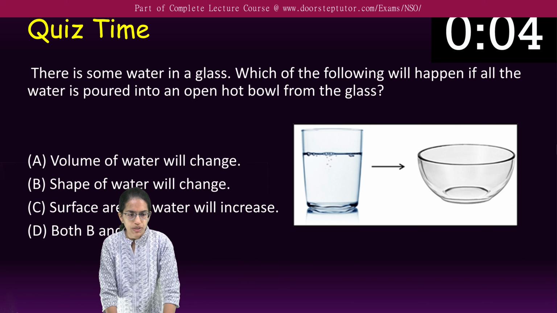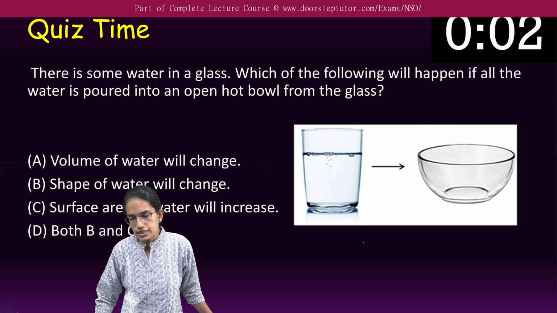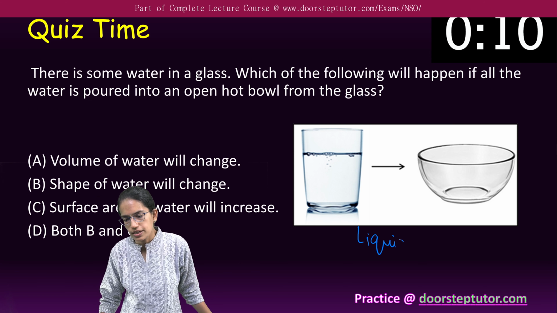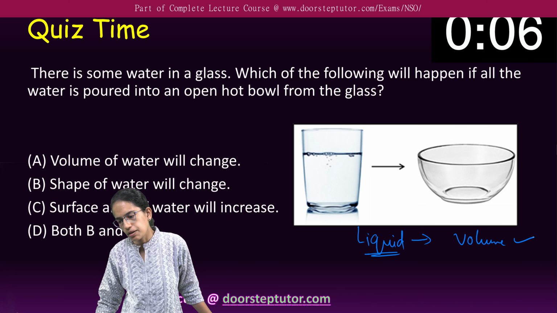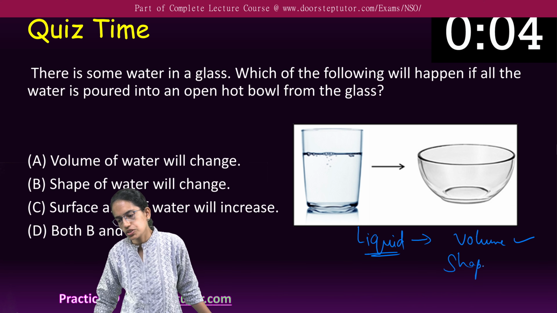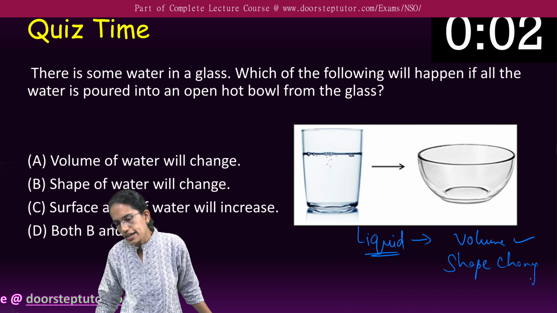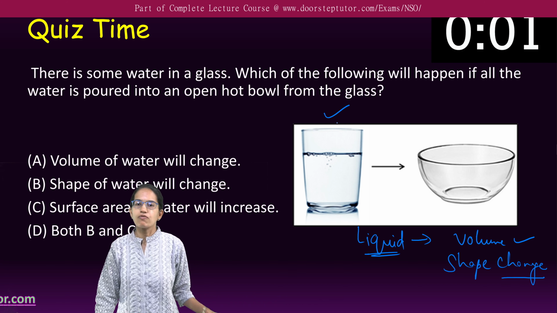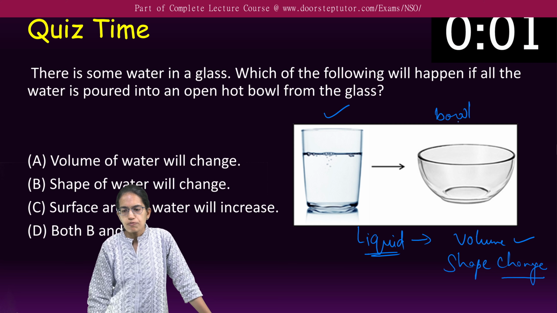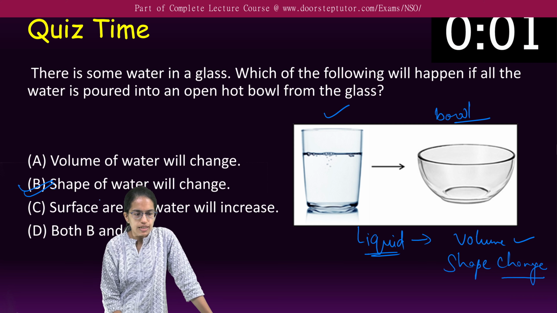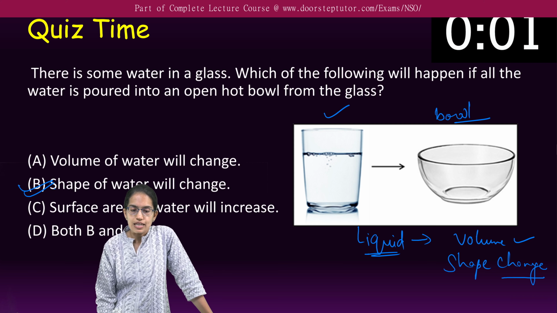Now here, note, this water is liquid. So as we said, liquid, the volume remains the same, but the shape changes. And as you can see here, it was in the shape of a glass. Now it is in the shape of a bowl. So shape would definitely change. So B is correct. But it's not just the shape.